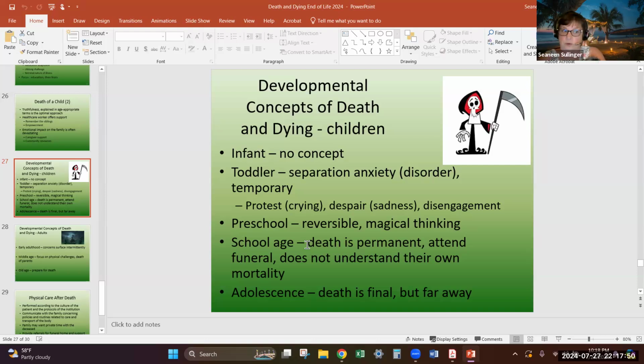Do they go to the funeral? Right? That's the tough question. Do they? And so, sure. But they're not sure. They don't know that they're necessarily going to die. They just know that old people and adults die. And then teenagers, they know that death is final, but they think it's far away.